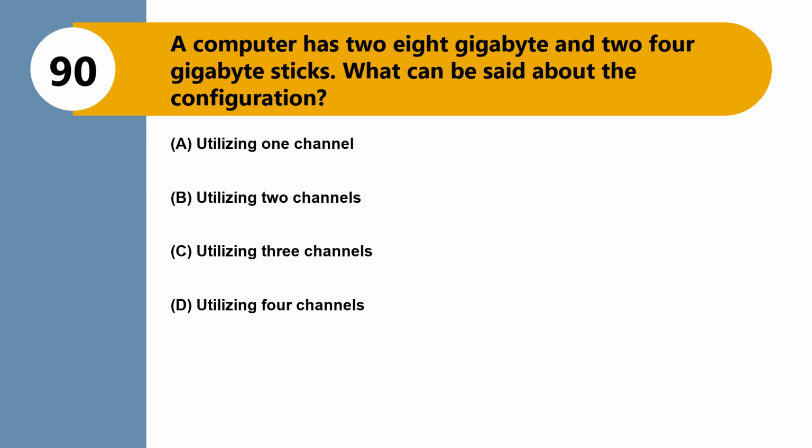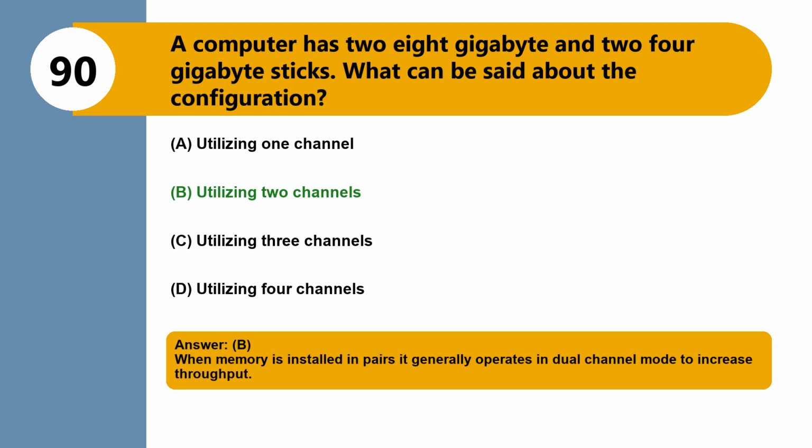Question 90. A computer has two 8GB and two 4GB sticks. What can be said about the configuration? Option A, utilizing one channel. Option B, utilizing two channels. Option C, utilizing three channels. Option D, utilizing four channels. The correct answer is option B, utilizing two channels. When memory is installed in pairs, it generally operates in dual channel mode to increase throughput.